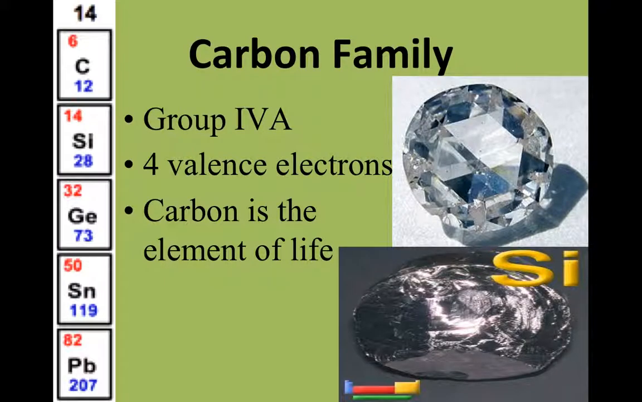Carbon family is next. Carbon is group 4A. And carbon has 4 valence electrons. Okay? And one of the elements that's found in the carbon family, of course, is carbon. And carbon is noted as the element of life.